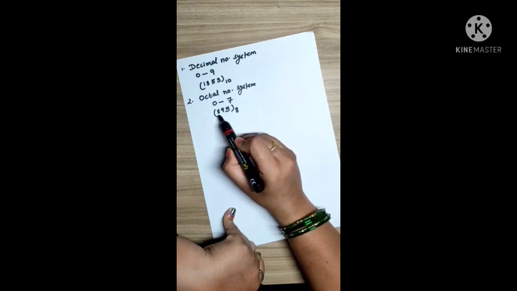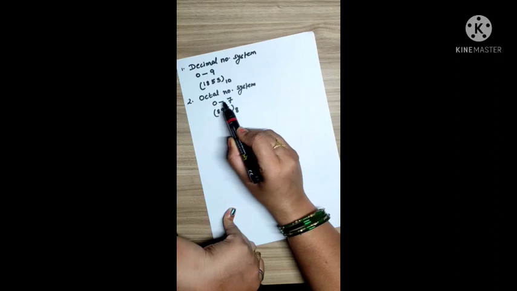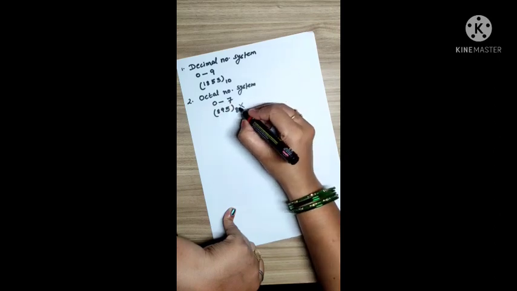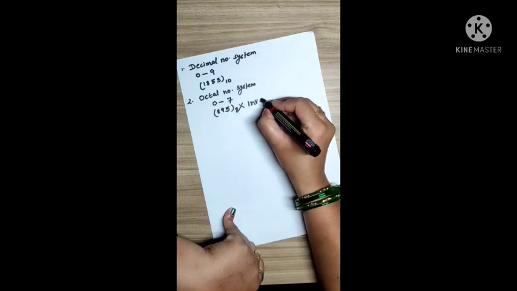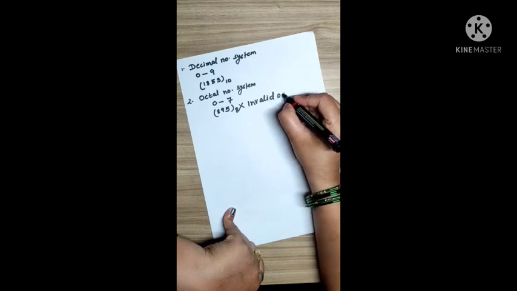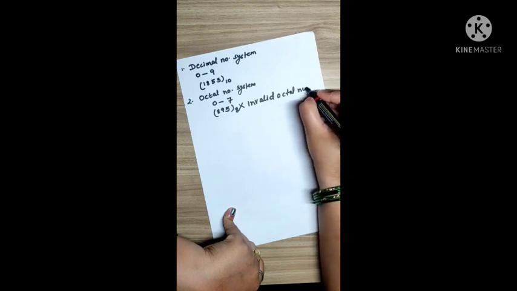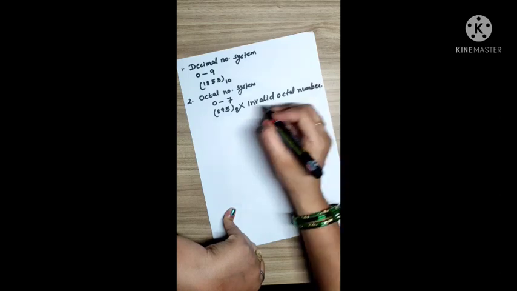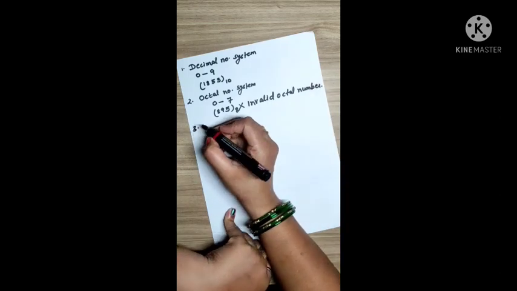But as you can see, here two digits 8 and 9 are not lying in this range. So this will be known as an invalid octal number. Okay. Next is the hexadecimal number system.